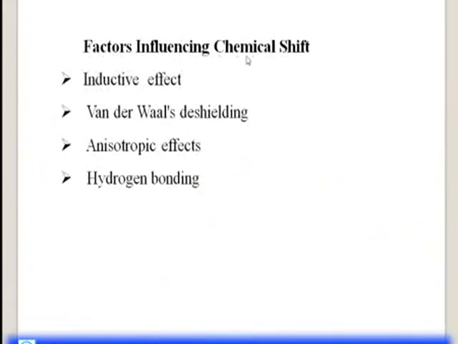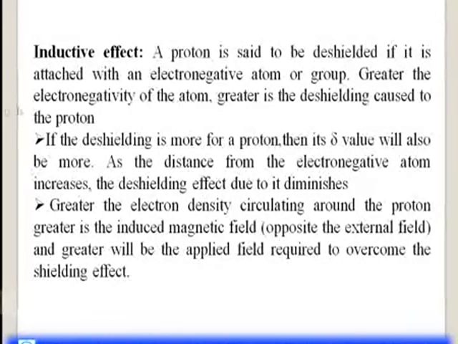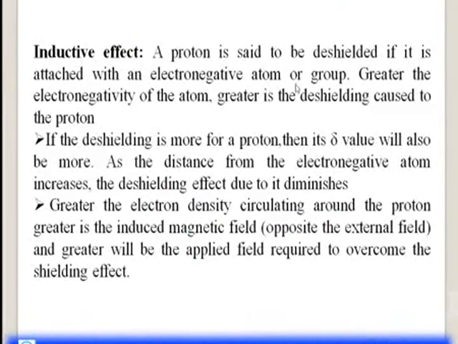Now, how does the chemical shift get influenced, or we can say decrease or increase, because of these factors: because of the inductive effect, which we are discussing in detail, because of van der Waals de-shielding, because of the anisotropic effect, and because of hydrogen bonding. Let us discuss what the inductive effect is. A proton is said to be de-shielded if it is attached to an electronegative atom, or it can be a group. Greater the electronegativity of the atom, greater will be the de-shielding. If the de-shielding is more for a proton, then its delta value will also be more.